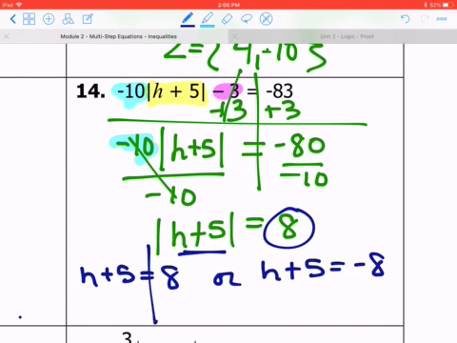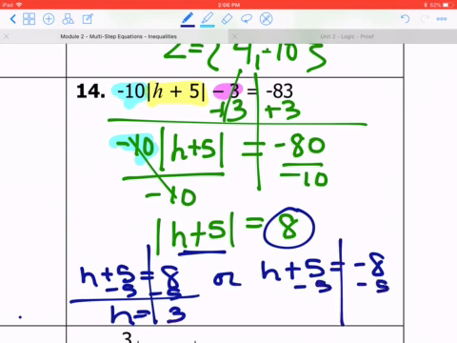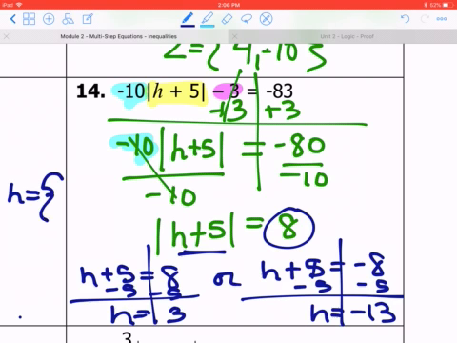Now we just want to solve. Subtract 5. So h equals 3. Or if we subtract 5 over here, h equals negative 13. And then you would write your answer combining those. I'm running out of space here, so I'm going to write it over here. So h is equal to brackets 3 or negative 13. And that would be your answer.